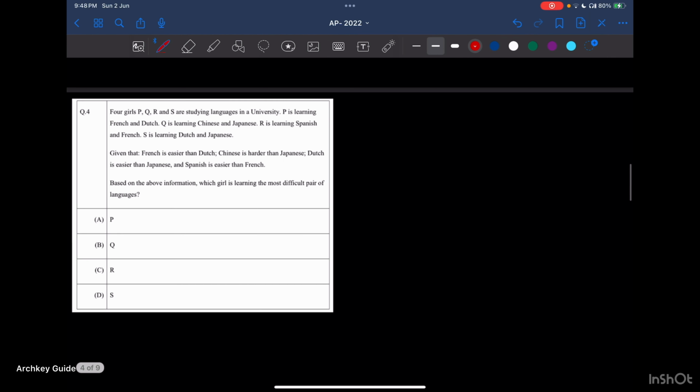Chalo, next question. So the next question says that there are four girls, P, Q, R, and S, studying languages. I know that this question needs a table, so I'll start with the table. There are girls P, Q, R, S, studying in university. P is learning French and Dutch. I'll write down these languages then.